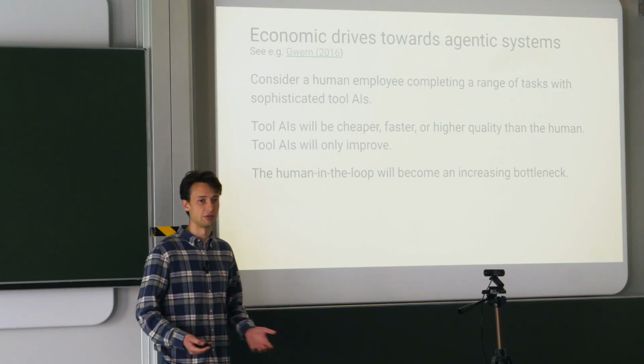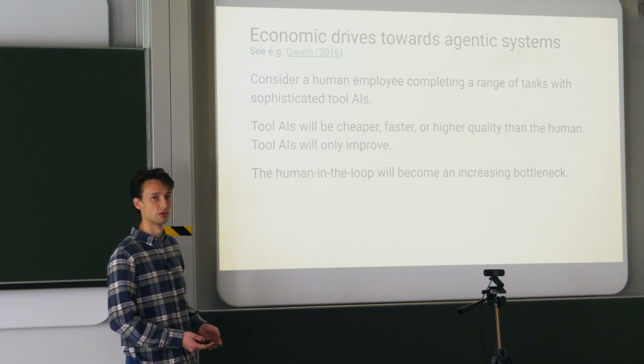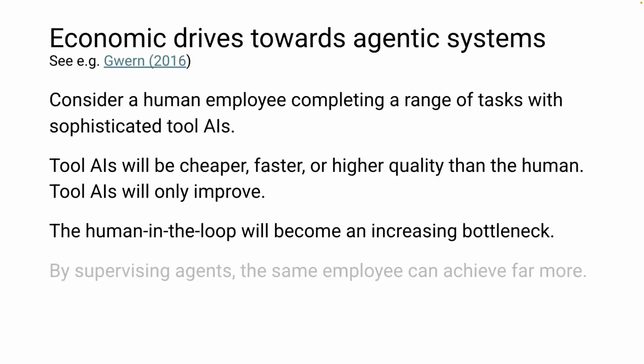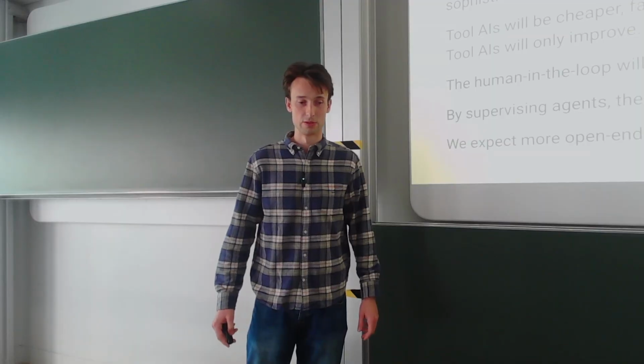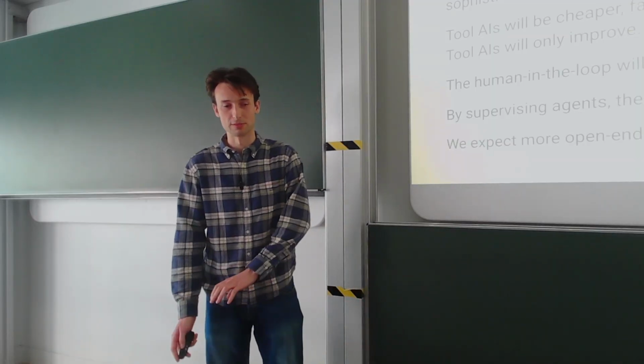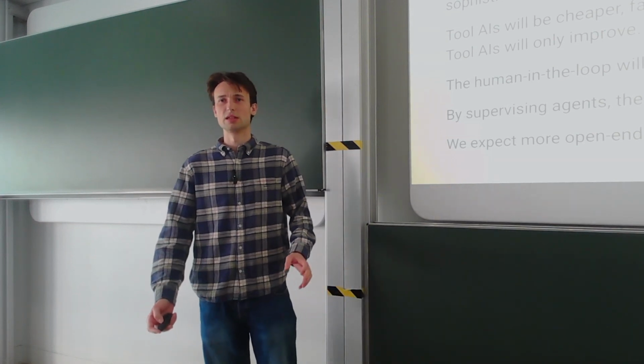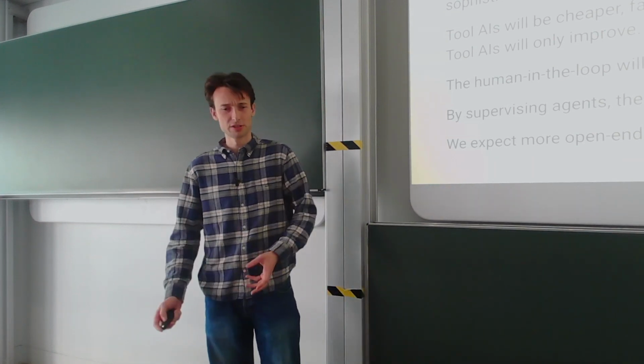And if we were to have an agentic system that was able to handle these tools autonomously, we'd expect far more output, and by supervising the agents, we'd expect the employee to achieve much more. So I think this is an argument for why we expect systems to become more open-ended as the technology improves. Clearly, it's very important for these things to be robust as well.